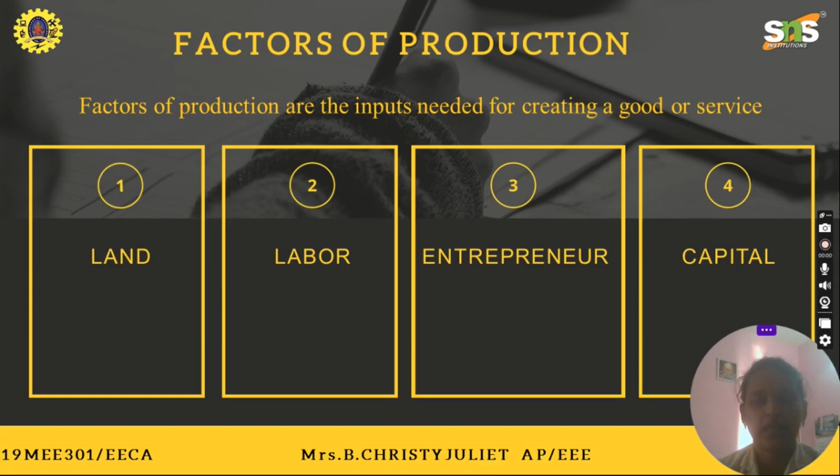So first, land. Land means agriculture and farming, as well as the use of natural resources. Whatever it is, either the agriculture sector or an industry or any form of services, we need land. So it is how we utilize the natural resources, even the land, to construct a building. So these come under the concept of land, which is a basic factor of production.